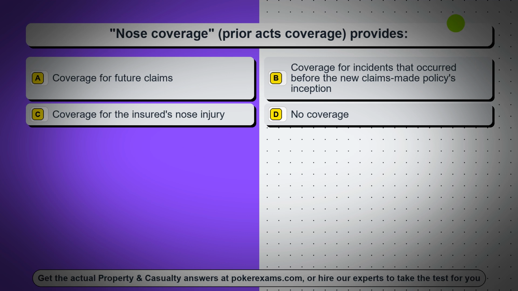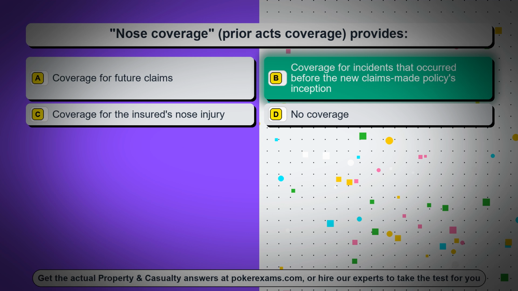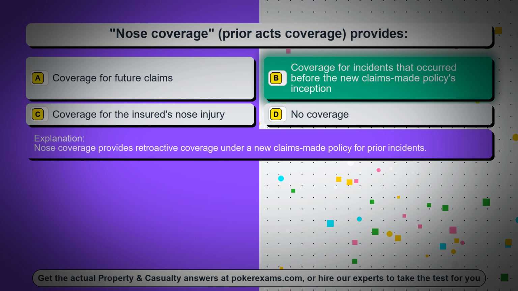Question 83. NOS coverage, prior acts coverage, provides. Option A, coverage for future claims. Option B, coverage for incidents that occurred before the new claims-made policy's inception. Option C, coverage for the insured's NOS injury. Option D, no coverage. The correct answer is option B, coverage for incidents that occurred before the new claims-made policy's inception. NOS coverage provides retroactive coverage under a new claims-made policy for prior incidents.